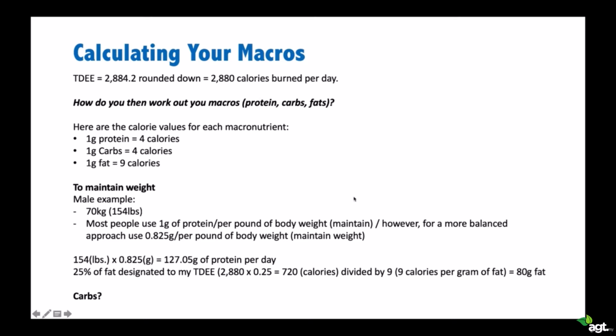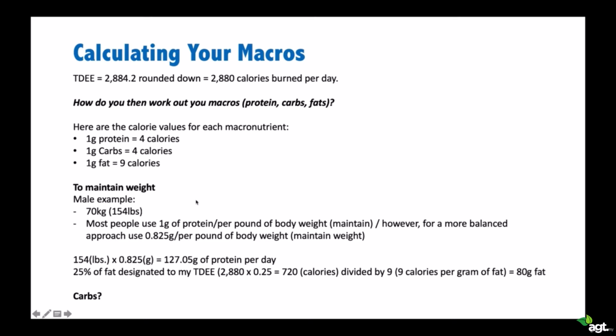So then now how do we work out our macros, so like our protein, our carbs and fats? How do we work that out for him? So we've got to keep this in mind here. This is always good to have in sight so we understand the concept of protein, carbs and fats, because this is important. So these are the calorie values of each macronutrient. So for every gram of protein there's 4 calories, for 1 gram of carbs there's 4 calories, and 1 gram of fat there's 9 calories. In this example, I'm going to show you guys how this guy should maintain weight.